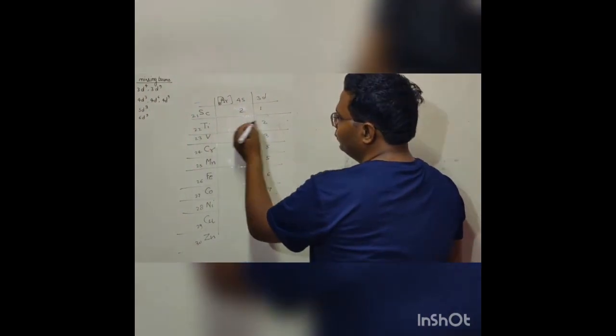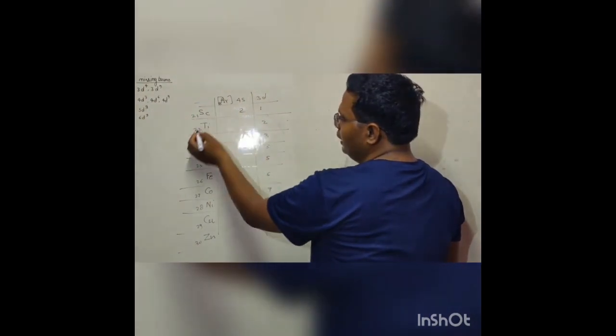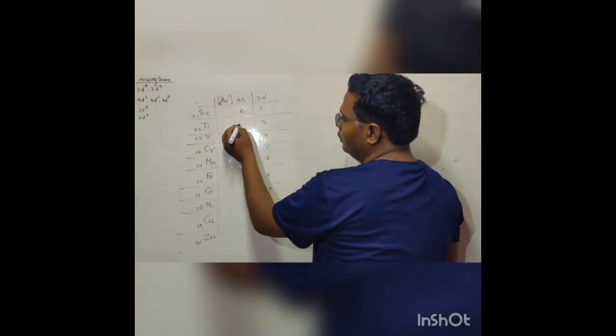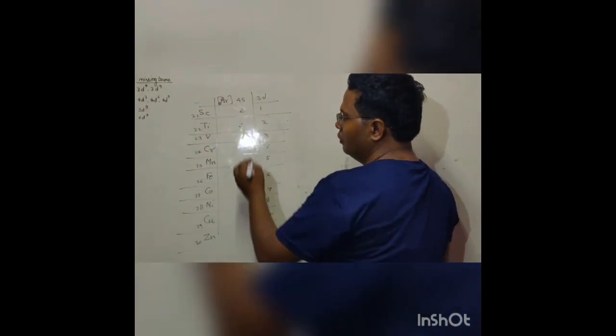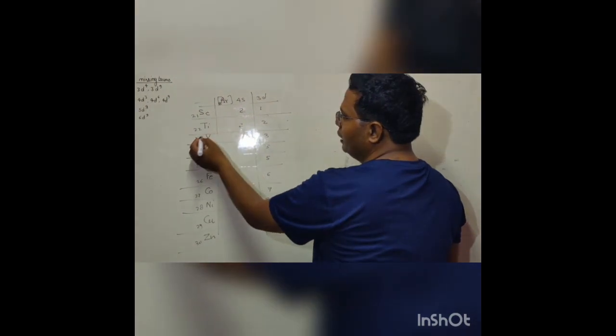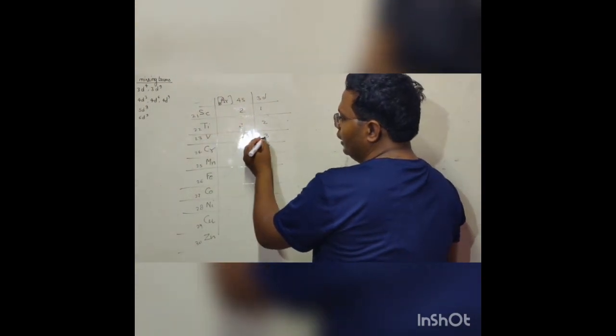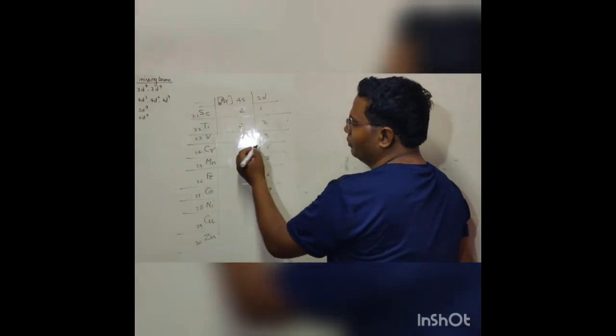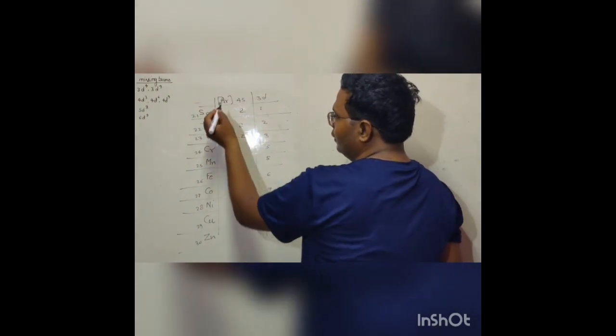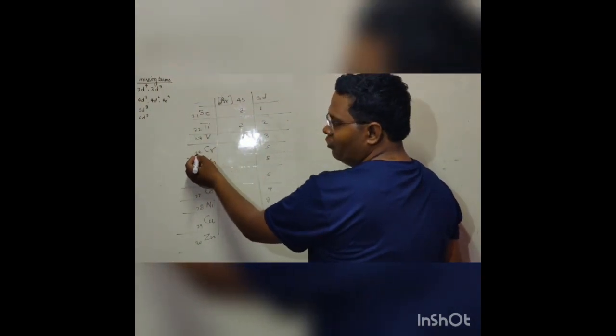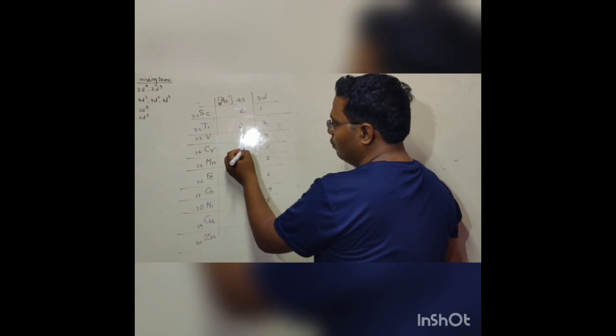Titanium again 2, 18, 20. We require 22. Then 2. Vanadium 3, 18, 21. We will write 2. Now in the case of chromium 5, 18, 23 and we require 24. We will write here 1.